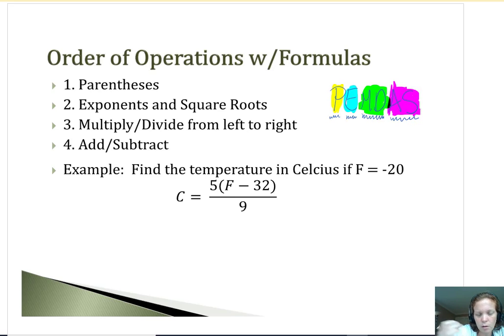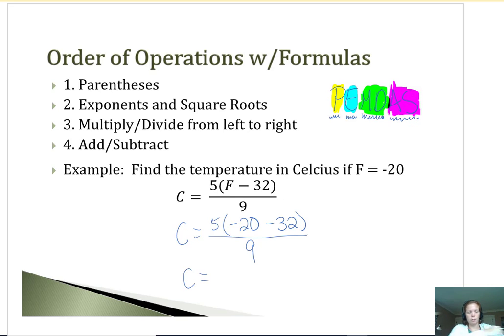Okay, so here's one we've done before, temperature. So if we want to find the temperature in Celsius, if Fahrenheit is -20, okay, so 5 times parentheses, I'm going to plug -20 in for F. Because I know Fahrenheit is -20, that goes in for F, all over 9. Like I said, we've touched on this a little bit before when we've done this formula.